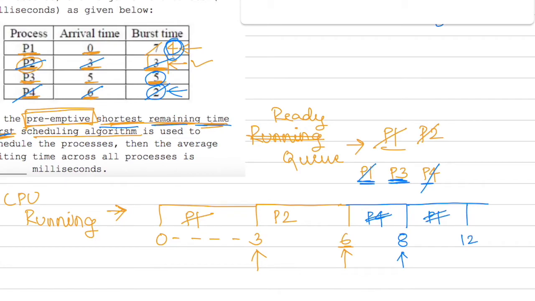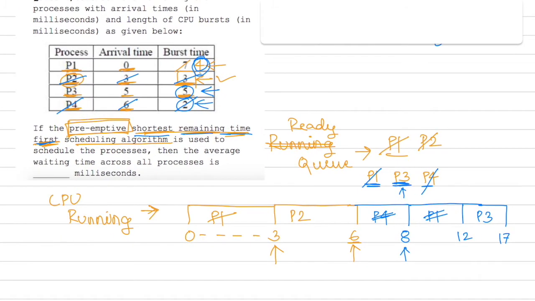So it gets striked out. Let me strike it over here as well. And then finally in the ready queue, we have only P3 remaining. P3 has no competition, so P3 gets to the CPU. And if you note here, P3 has 5 seconds remaining. So from 12 to 17, yes. So this is how the CPU chart will look for all the processes with this algorithm, shortest remaining time first.